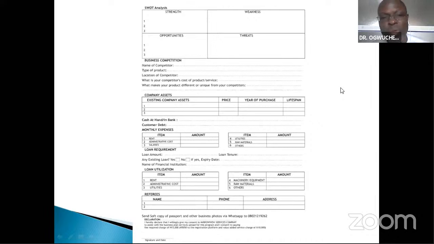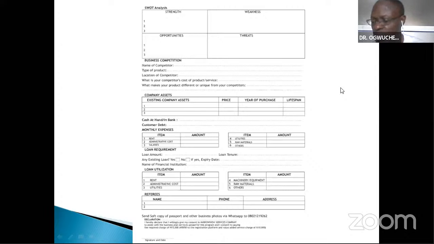First and foremost, one of your strengths could be that you have highly qualified and dedicated staff within your poultry farm. This is an area of strength for you. You could have excellent marketing and managerial skills. That is also an area of strength for you.